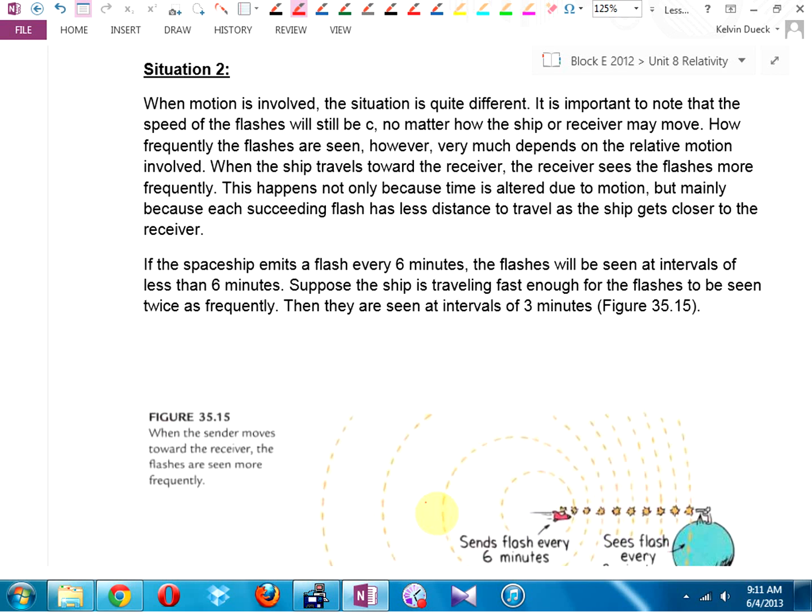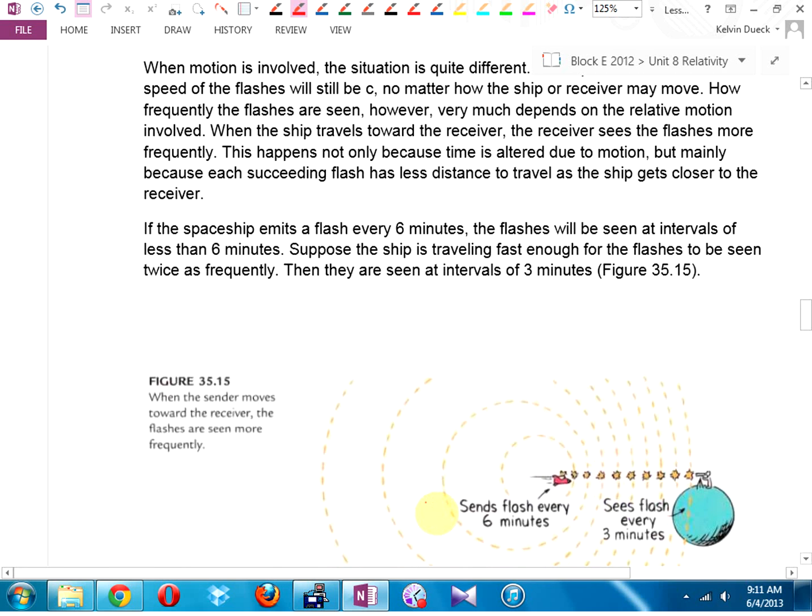No matter how much the ship or the receiver may move, they prove that you'll still measure the speed of light as the same answer. How frequently the flashes are seen, however, depends on the relative motion. When the ship travels toward the receiver, like in the picture below, the receiver is going to see the flashes more frequently. Why? Well, this happens not only because time is altered due to motion, but also because each following or succeeding flash has less of a distance to travel.